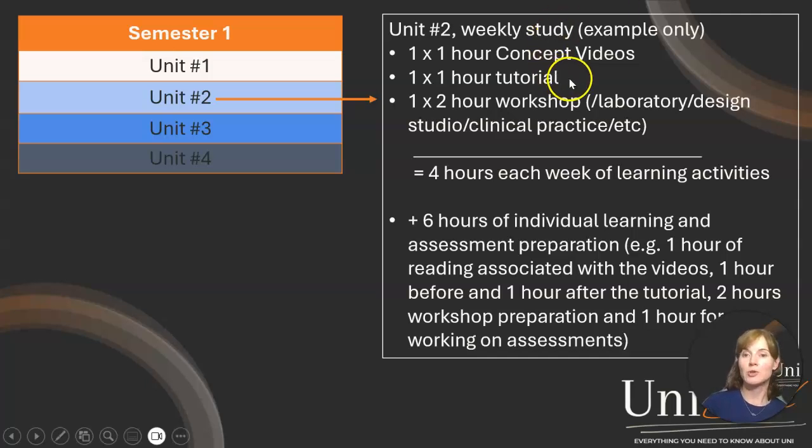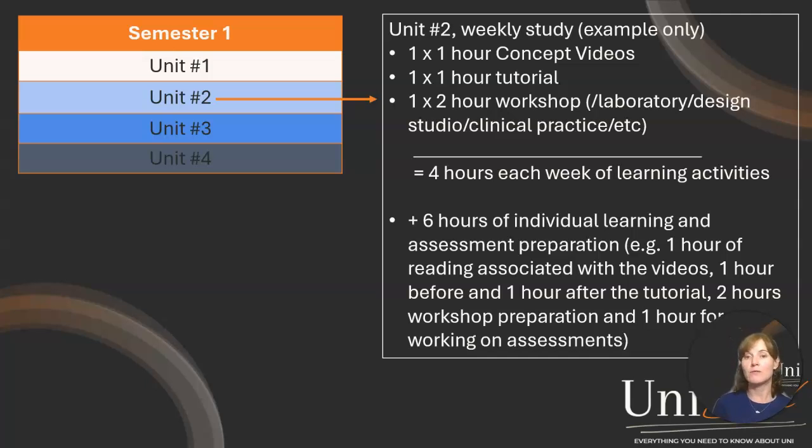There's also a 1 hour tutorial and a 2 hour workshop. Again, these are general words for things you see at a lot of universities, but there are a bunch of different things you might have, and you need to check your own timetable. So this one's only got 4 hours of learning activities per week, which means there's another 6 hours of individual study or individual learning that needs to take place. I'll say too, this isn't arbitrary. When we design units, we really have to think about the volume of learning and volume of work and how we want to scaffold it for a student.